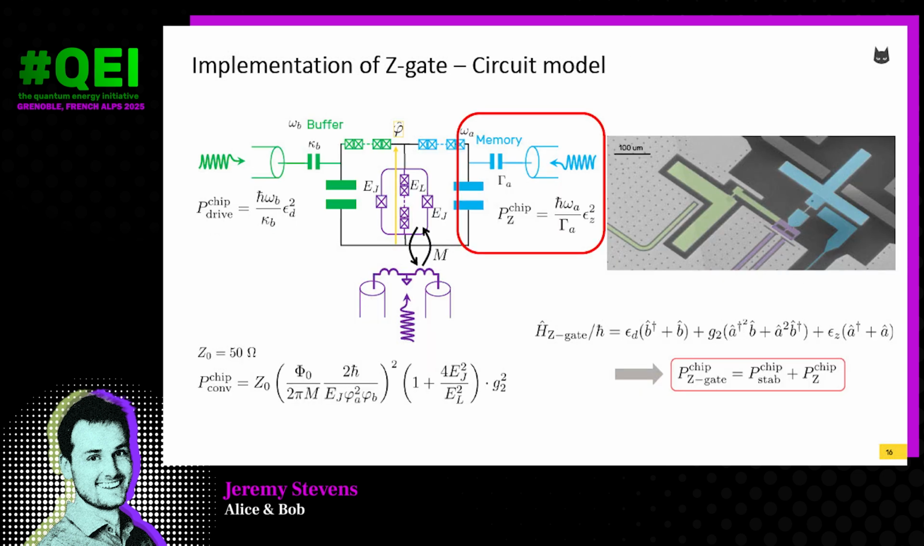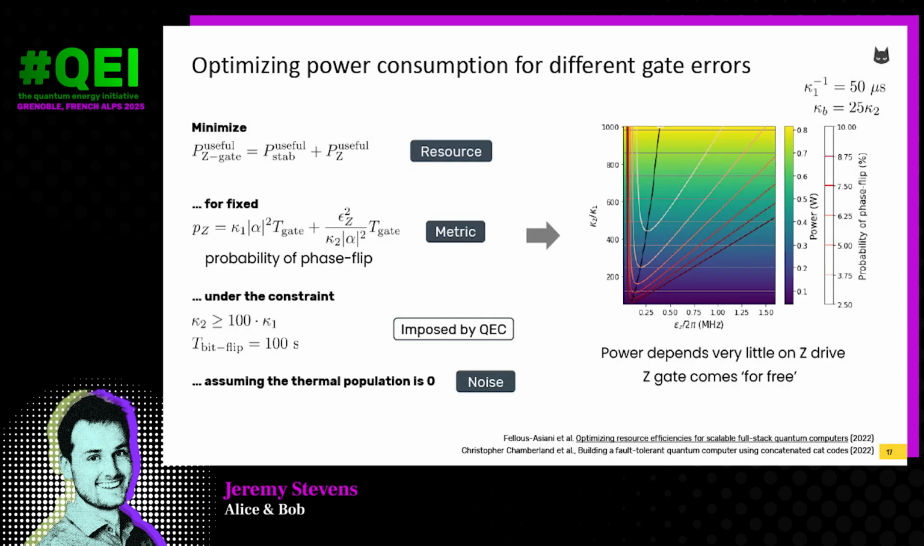Okay, so my circuit model changes a little bit. I have to add an extra port with a coupling rate gamma A. And I have to adjust the on-chip power that I want to optimize over, which is just the stabilization power, because those two drives haven't gone away, plus the power which is associated with the memory drive.